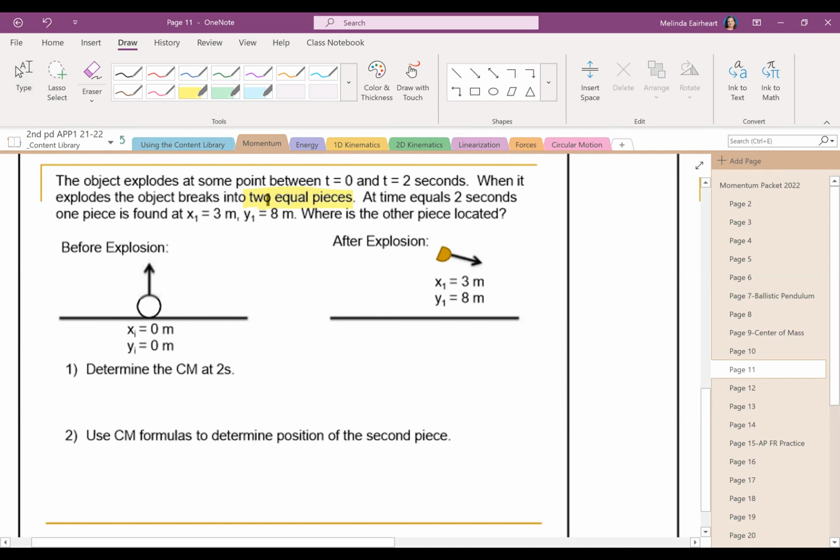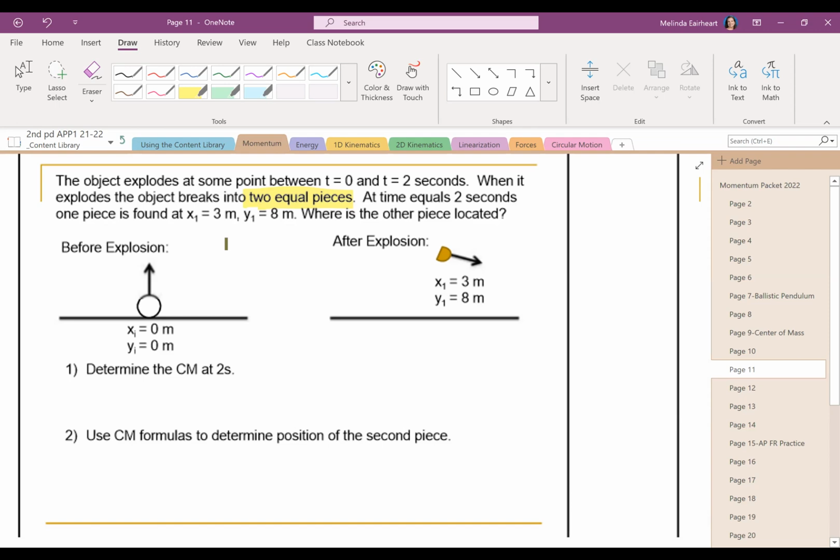At time equals 2 seconds, one piece is found at 3 meters in the horizontal and 8 meters in the vertical. So this is going to get into that 2 dimensions a little bit. Don't worry, we're not going to have to worry about angles. Where is the other piece located? And so here we are, picture 1. You start at the 0, 0 mark, if you will. It's going to go straight up, up, up, up, up. Now, technically, isn't it in free fall? The explosion is internal to the system. Are there any external forces on the system?